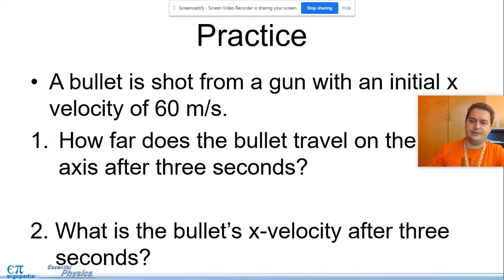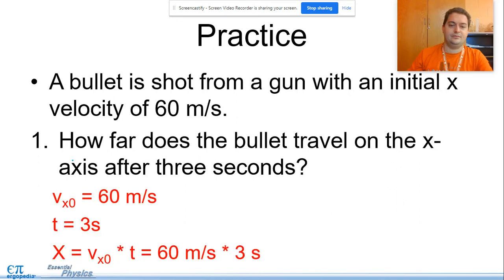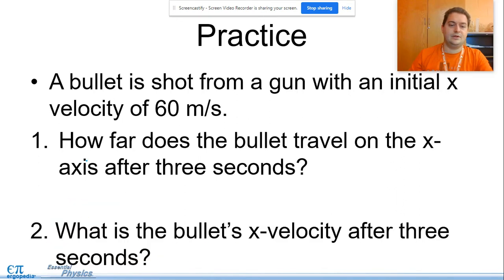We're going to practice this a little bit. A bullet is shot from a gun with an initial x velocity of 60 meters per second. How far does the bullet travel on the x-axis after 3 seconds? What is the bullet's x velocity after 3 seconds? We'll go through this one at a time. So how far does the bullet travel on the x-axis after 3 seconds?